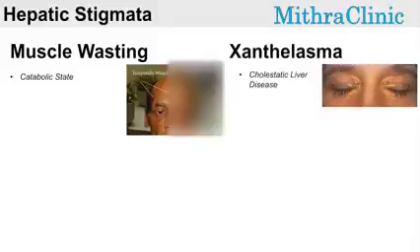Another sign of liver disease is xanthelasma. Now, xanthelasma itself is simply a buildup of fat around the eyes, a yellowing kind of accumulation of fat around the eyes, and it's more related to cholestatic liver disease.